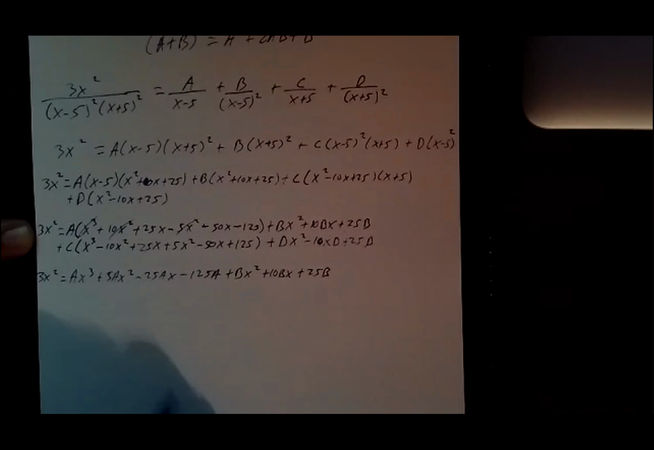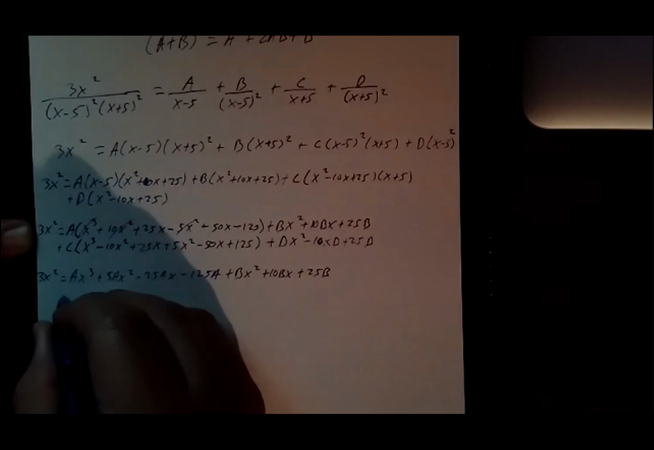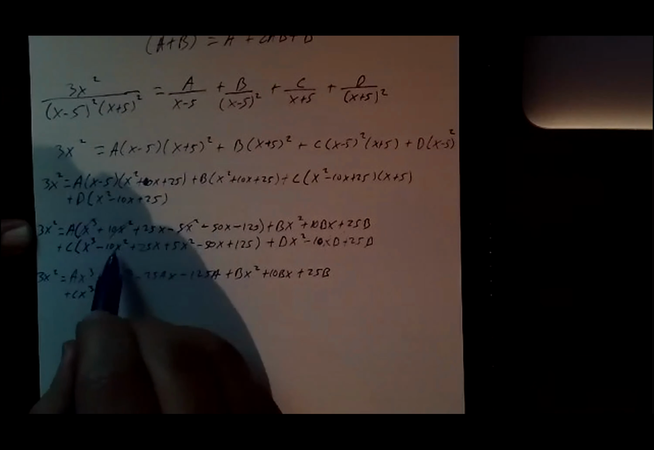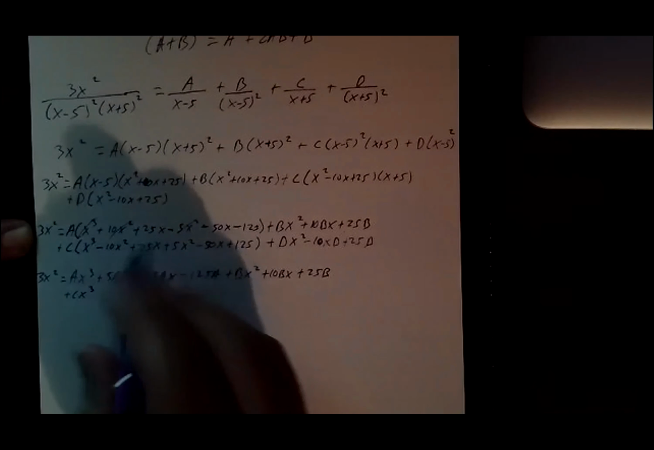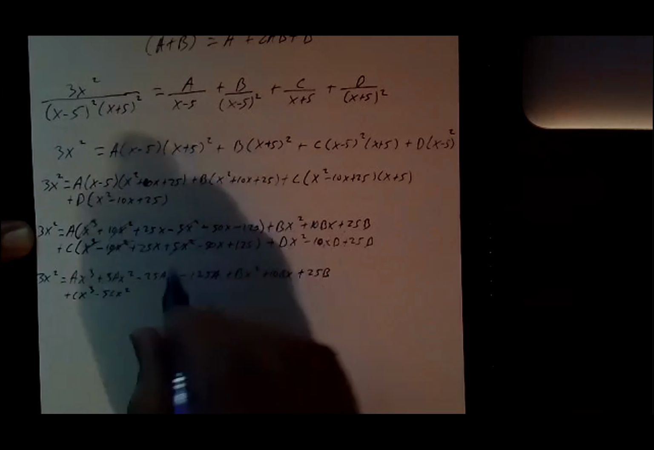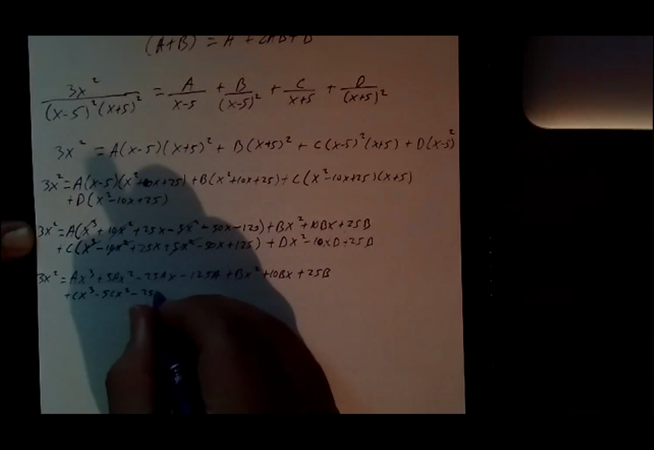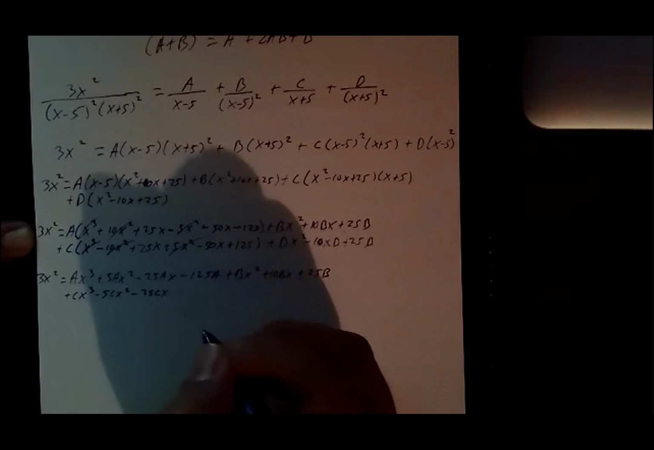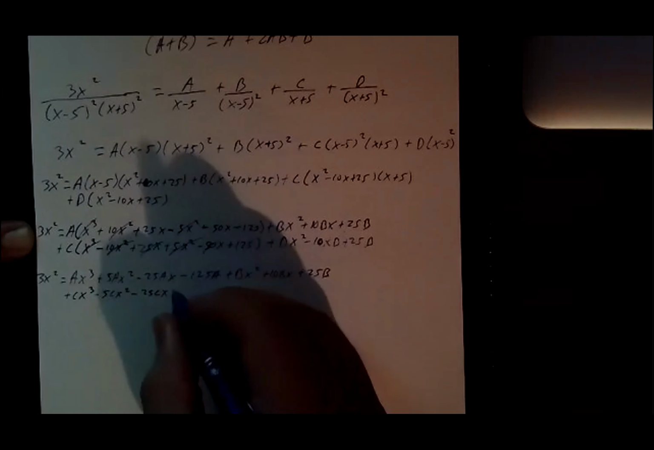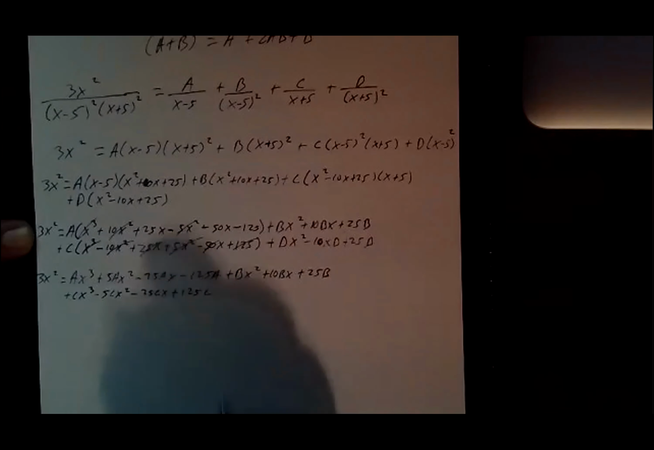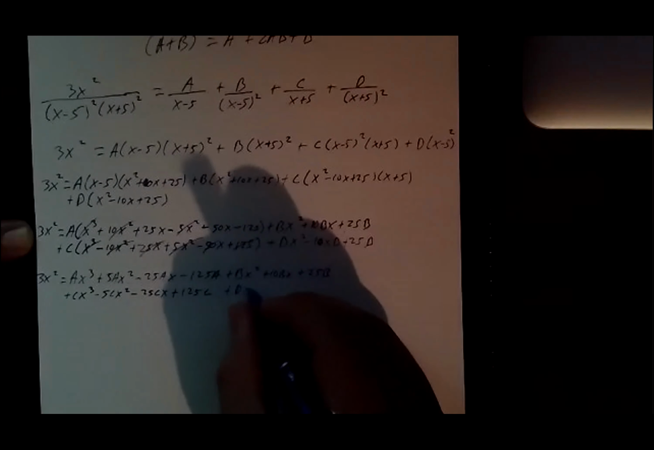Okay. Over here, we will have plus BX cubed. Negative 10 plus 5 is negative 5BX squared. These are gone. 25 minus 50, negative 25CX plus 125C. And the last guy is not too bad.